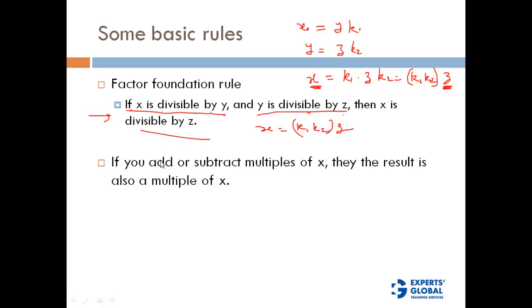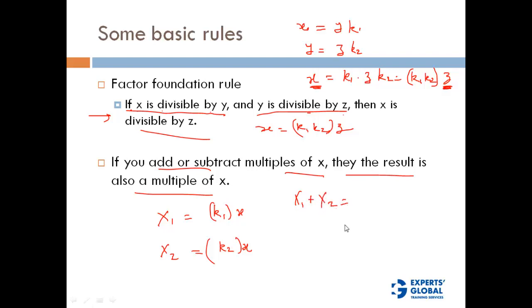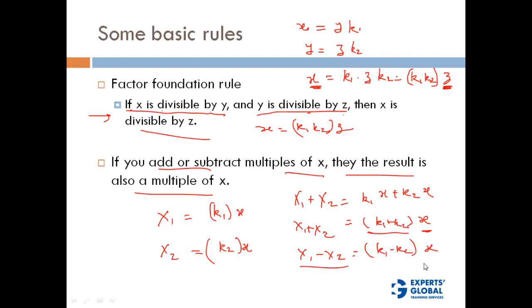So pretty intuitive. If you add or subtract multiples of x, then the result is also a multiple of x. Let's say I have a first multiple of x and a second multiple of x. That means the first is going to be of the form k1 times x, and the second of the form k2 times x. So I add them, x1 plus x2, and I get k1 times x plus k2 times x, so k1 plus k2 times x. This is a fixed number. So x1 plus x2 can also be written as a multiple of x. Same thing, x1 minus x2 is going to be k1 minus k2 times x. So x1 minus x2 is also going to be a multiple of x. So if you add or subtract multiples of x, then the result is also a multiple of x.